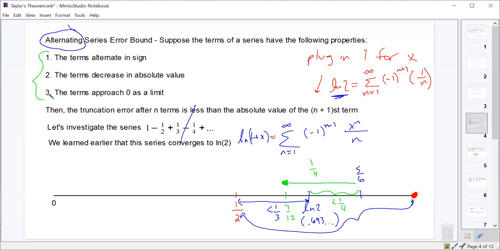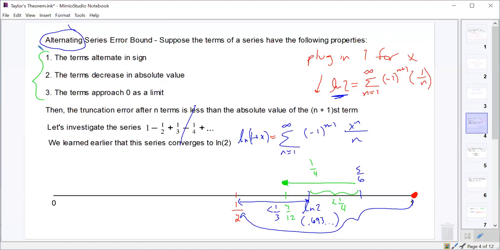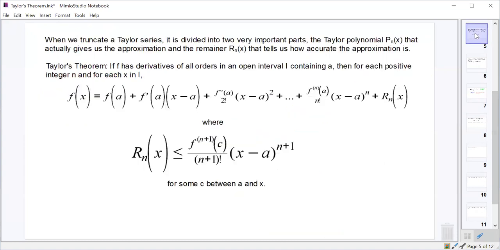Everybody good? And you'll note that neither of those two necessarily had to deal with a Taylor series, right? This one was just a geometric series. This one is just any alternating series that meets these criteria. Right. So everything else that we're going to do today is centered around a Taylor series and the truncation specifically of a Taylor series into a Taylor polynomial. And this is where it's going to get a little bit more complicated.